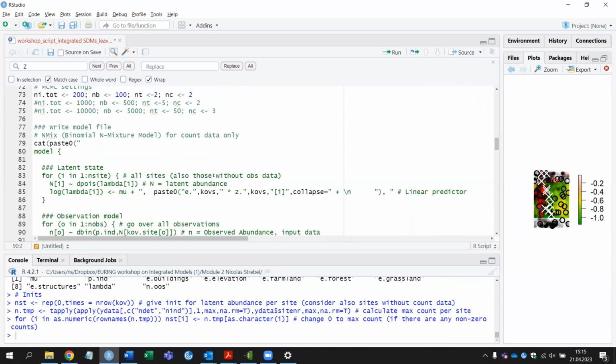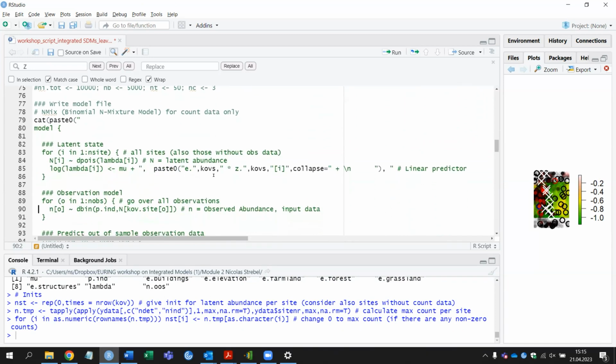And then here comes the model file, and I have two different model files. One is just the binomial mixture model, and with the binomial mixture model, I will only analyze the count data, so the count data that are left over. And then I have a second model that analyzes both together, the count data and the detection data.